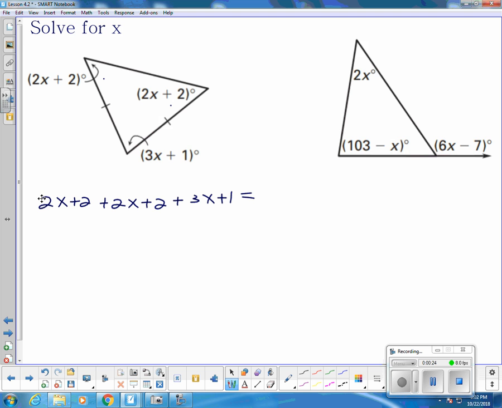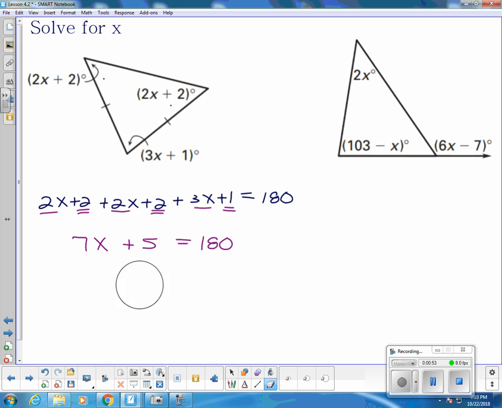So the 3 angles are going to add up to 180 degrees. Okay? We can do that? And then I know you're saying, oh, 2x and 2x and 3x all go together to give me 7x. And 2 and 2 and 1 go together to give me 5. And that equals 180. And then we can subtract 5, and divide by our 7. So we get x equals 25.